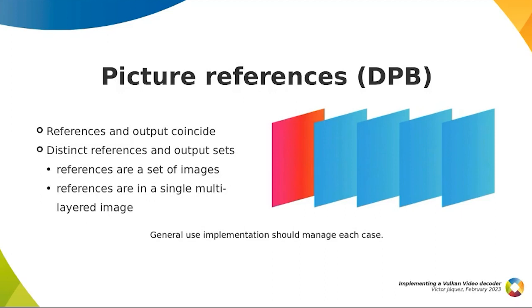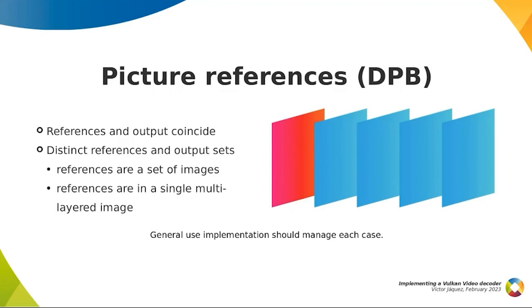Right now, there are two ways to handle the DPV. A: the output images are also used as references. And B: the reference images in the DPV are different from the output ones. In this mode, we have two different modalities. B1, each reference is a single VK image, and B2, each reference is a layer in a common image.